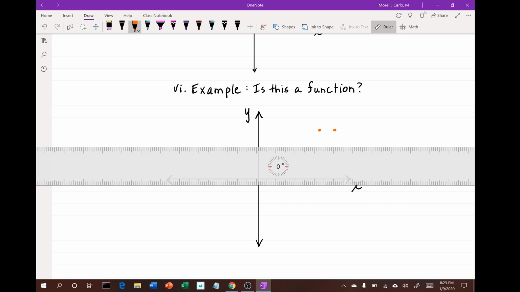Okay, so here's the deal. Okay, so there's a closed circle and an open circle.